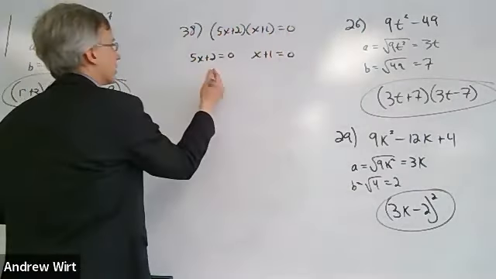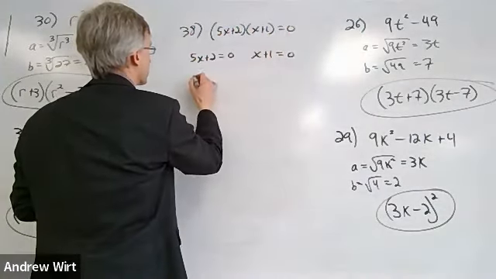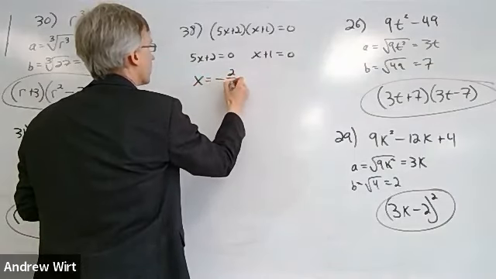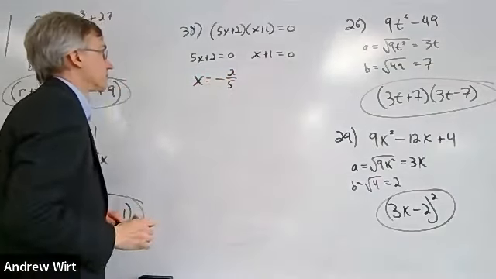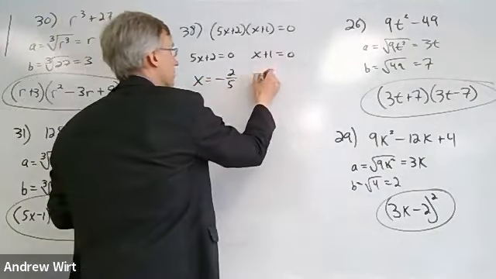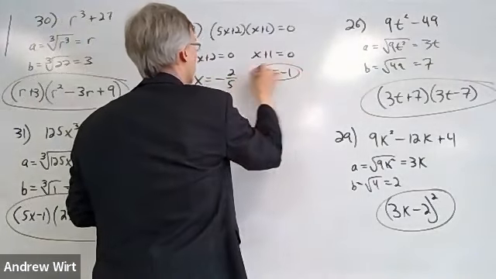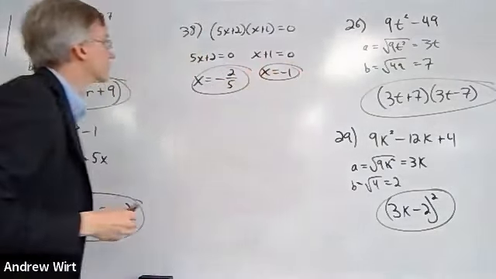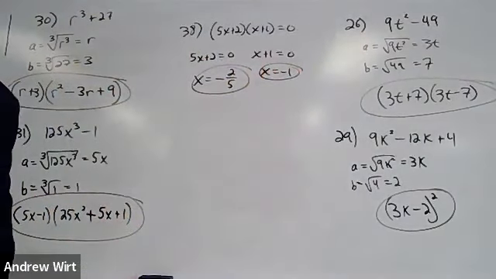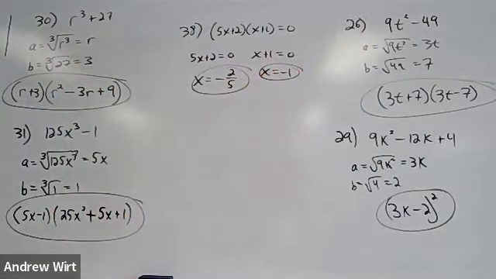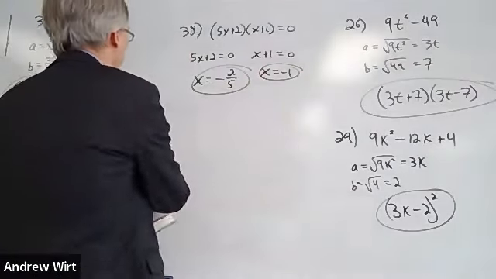All right, so solve this one, subtract 2 from each side, and get x equals negative 2/5. And over here, we get x equals negative 1. All right, they're not all going to be set up like that, though. Let's look at number 44.